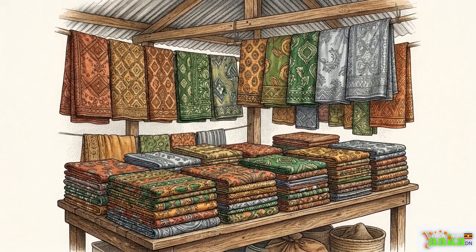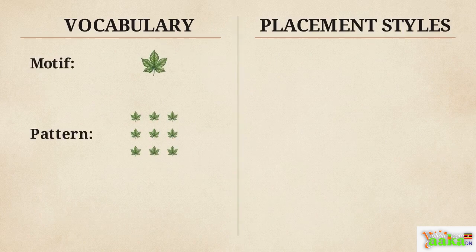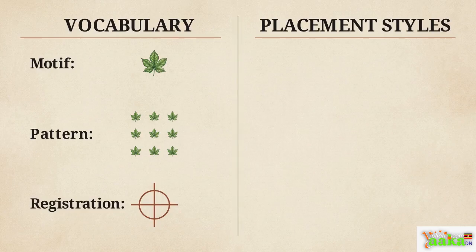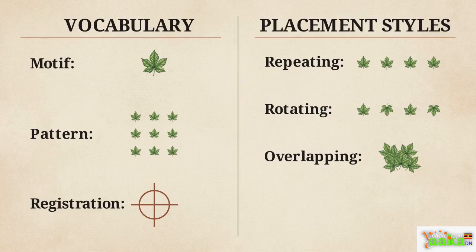By combining a culturally relevant motif, a chosen placement style, and exact registration, you produce textile art capable of being reproduced for the market. To master this process, keep these concepts straight. The motif is a single shape. The pattern is the multiplied layout. Registration is exact alignment. Remember the 4 placement styles: repeating rows, rotating direction, overlapping for density, and offsetting to interlock.